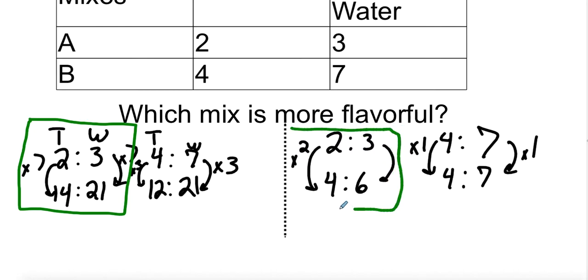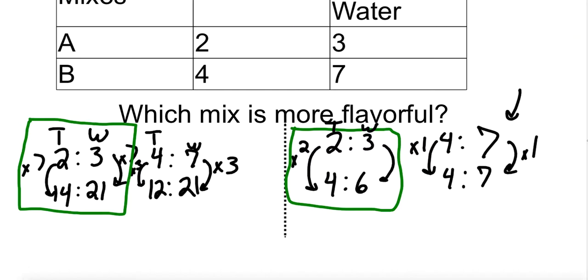Now, some people might say that mix A is not the most flavorful because the values in this ratio are higher. But if you look closely, you should remember that our first value was the amount of teaspoons of flavoring, and our second was the amount of water. While these both have 4 teaspoons of flavor, mix A has less water, so the flavor is less watered down compared to mix B.